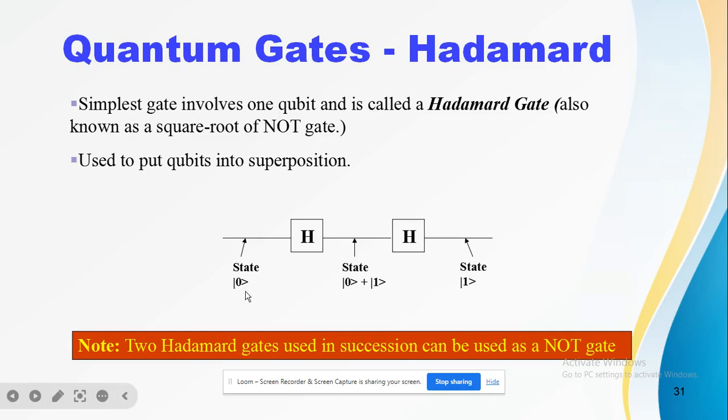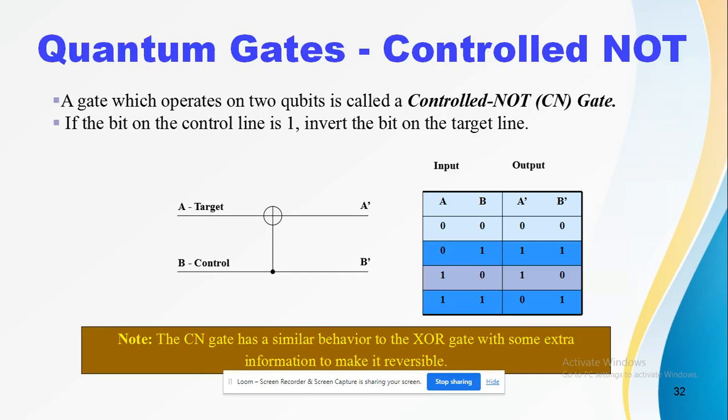Now, once the state 0 is applied to the Hadamard gate, it gives the result of two states in superposition. And once the Hadamard gate is applied again, it will lead to the output of state 0. Hence, two Hadamard gates used in succession can be used as a NOT gate. Next, we will see about the controlled NOT gate.